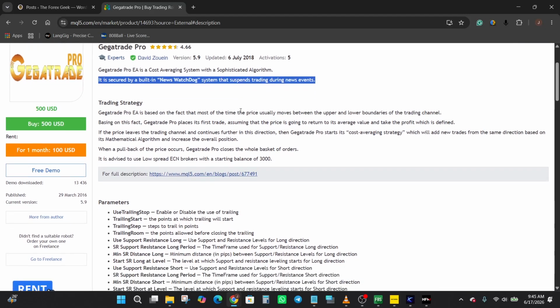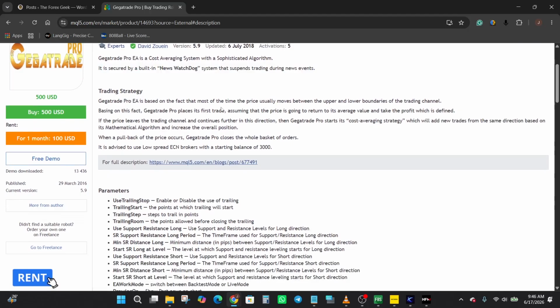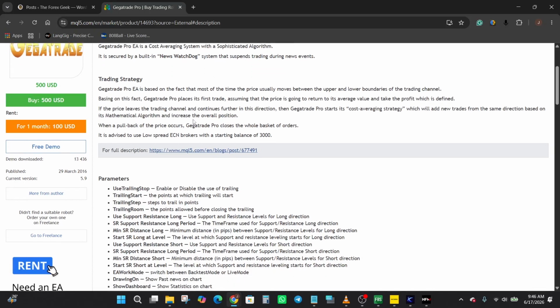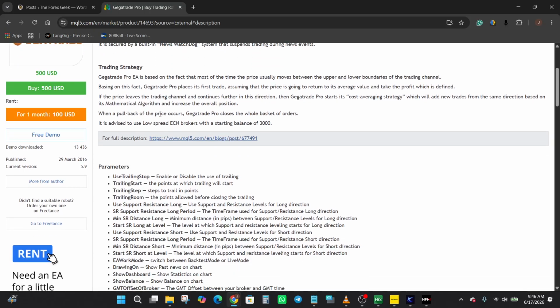announcements. Okay, as I scroll further, I can see that the strategy is not a simple single entry system. Instead, it starts with an initial position, and then if price moves further away from the expected range, it begins adding additional trades in the same direction using a cost averaging approach. All right. And then we can see here, when a pullback of the price occurs, Gegatrade Pro closes the whole basket of orders. So rather than exiting quickly, it builds a basket of positions and then looks to close everything once a pullback happens and price returns closer to equilibrium.